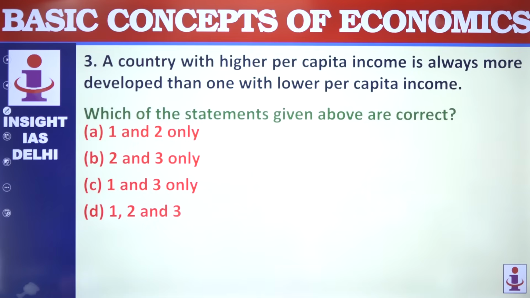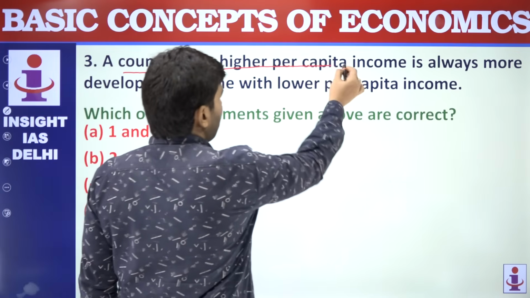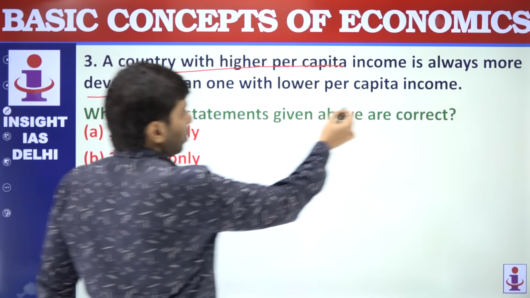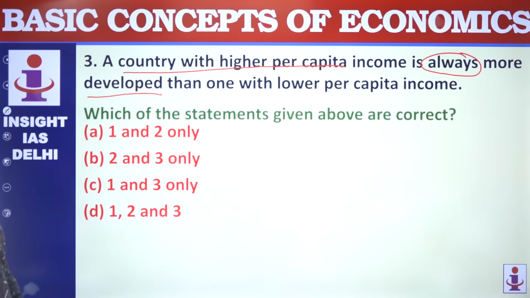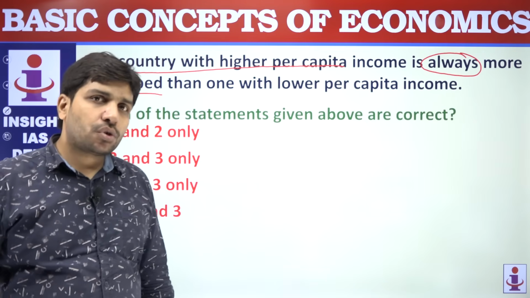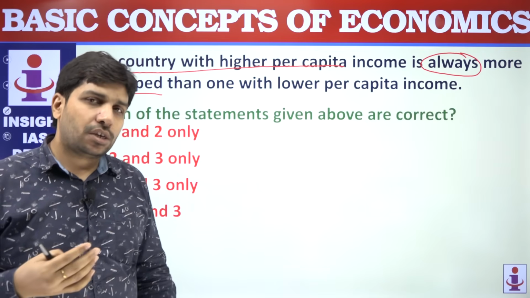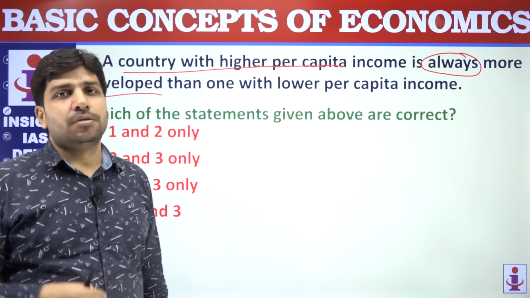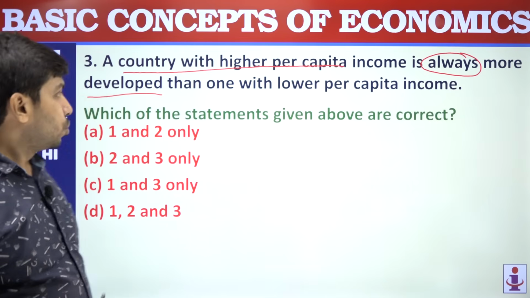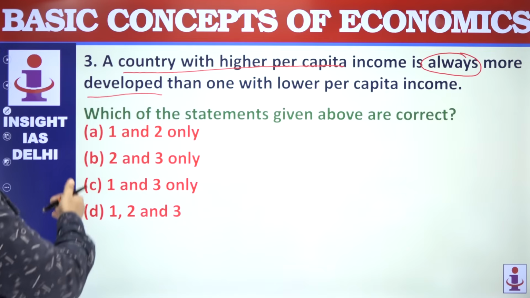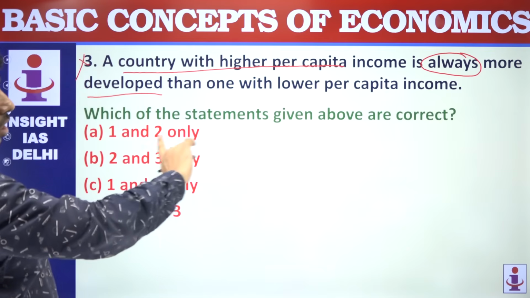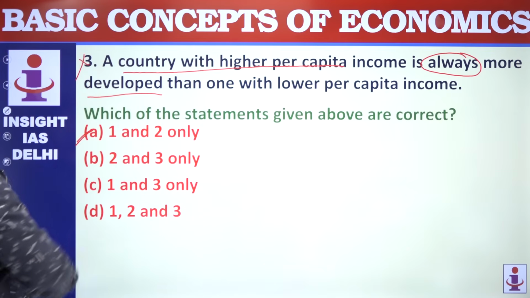A country with higher per capita income is always more developed? Not necessarily. That higher per capita income country will always be more developed. For example, consider Qatar. Qatar has a very high per capita income. But it cannot always be called developed because there are issues like societal issues, women empowerment, pollution. So not necessarily is a country with higher per capita income always more developed. So this statement is not correct. The correct answer will be option A.